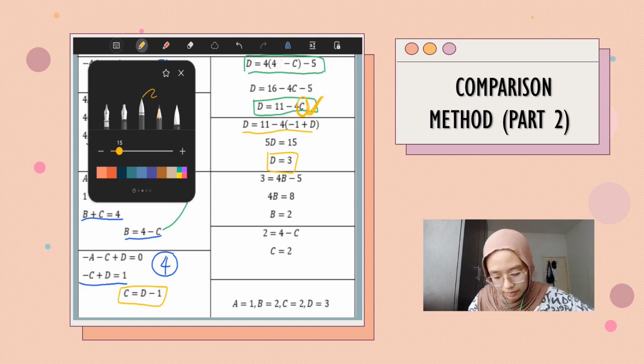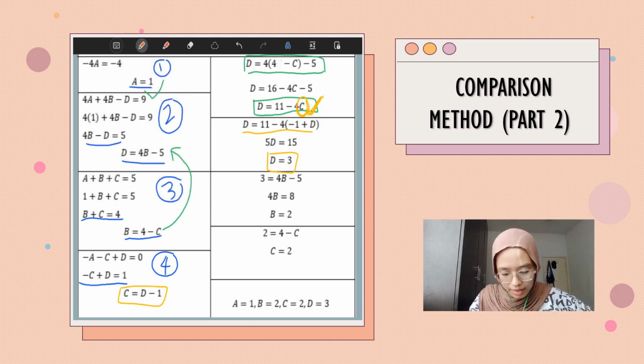After that, I will be using the equation from d for this one. Because we already found the value of d, so we will just insert d equals 3 into 4b minus 5. So we will get the value for b, which is 2.